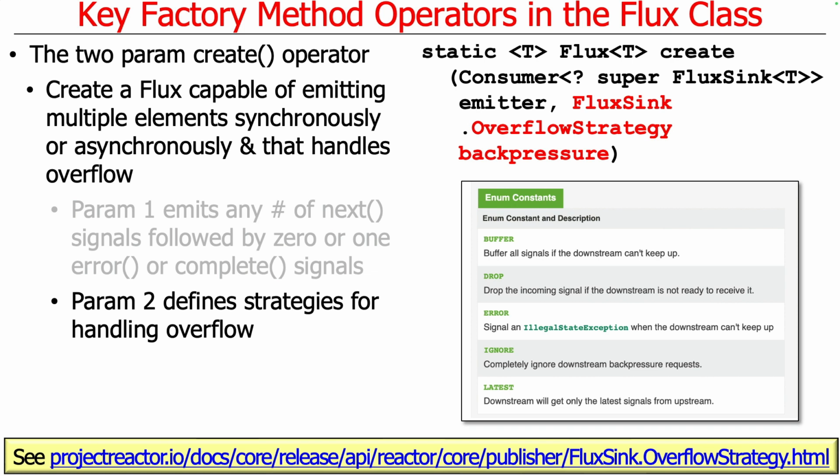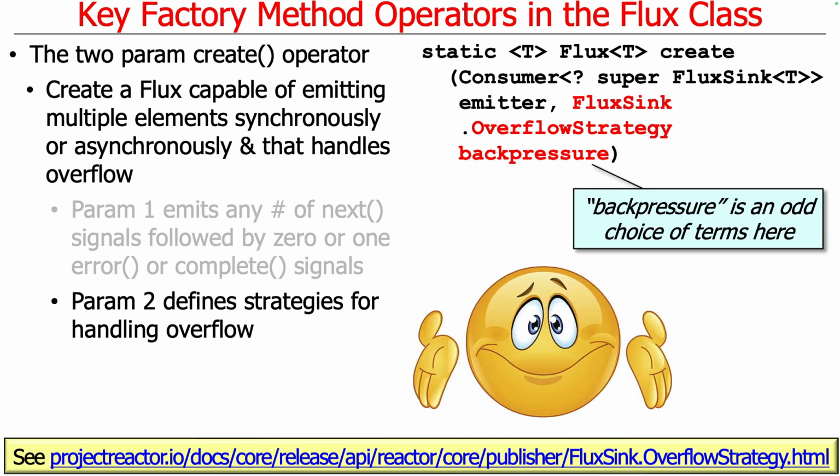Briefly, buffers everything, drops an incoming signal if the downstream can't receive it because it's busy doing something else. Error throws an exception. We'll talk about the exception. It's actually not the illegal state exception. That's a mistake in the documentation. Ignores downstream back pressure request, which is a mysterious strategy. And then latest says you only take the latest element if you don't have enough downstream to be able to handle it.